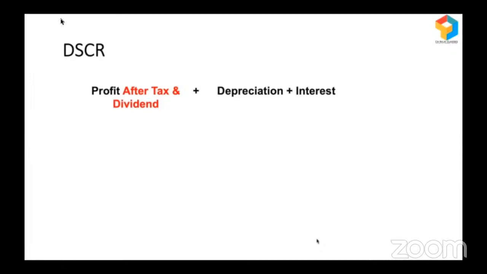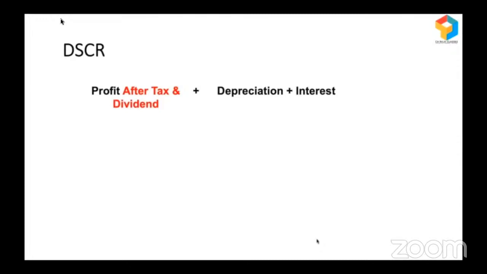Since we want to find out cash profit, we add back depreciation, because while arriving at the profit after tax, this depreciation was subtracted as an expense, but no cash goes out. Then we are also adding interest, not because it is a non-cash item, but because we want to know what is the cash profit available for paying interest and principal.